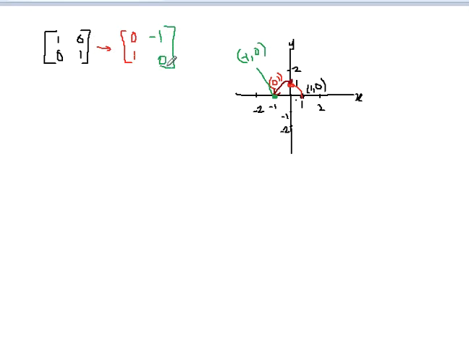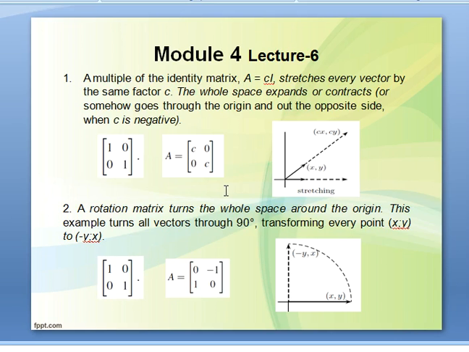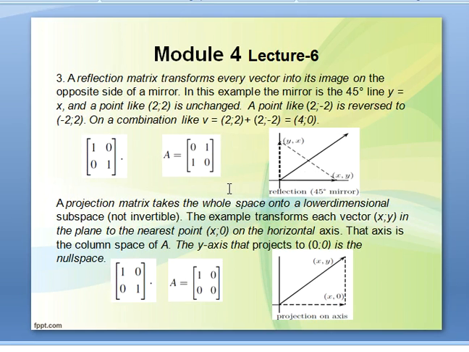So this is the way in which we obtain the rotation. A rotation of a matrix is obtained in this way. Every vector is rotated by 90 degrees. Next one is the reflection. The reflection matrix is obtained by reflection.